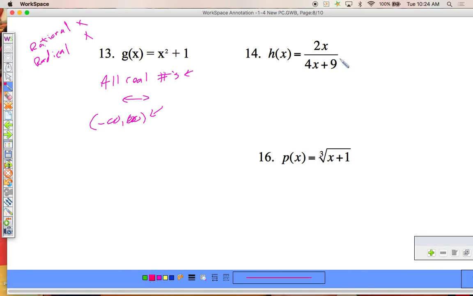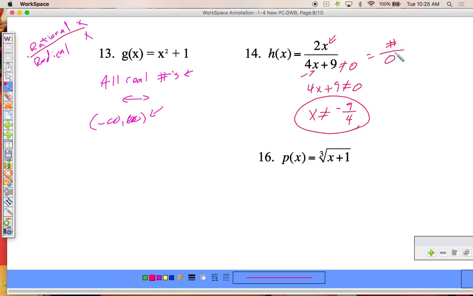All right, the next one. H of x is 2x over 4x plus 9. Well, I have a rational, which tells me my denominator is not allowed to be 0. It can be anything else I want, but it can't be 0. So my domain is going to be all real numbers except negative 9/4. Because if I put negative 9/4 into these two, I'm going to get some number over 0, which is not good, because we're not allowed to divide by 0.